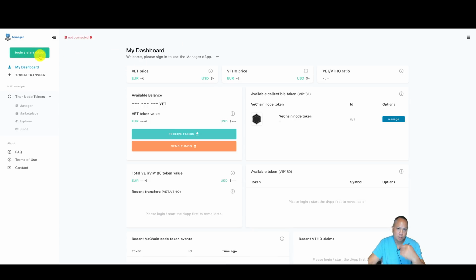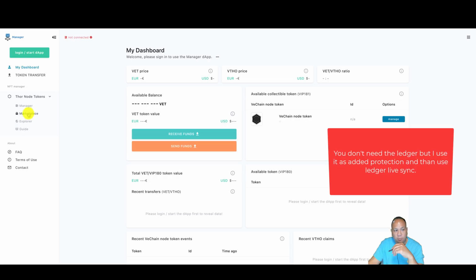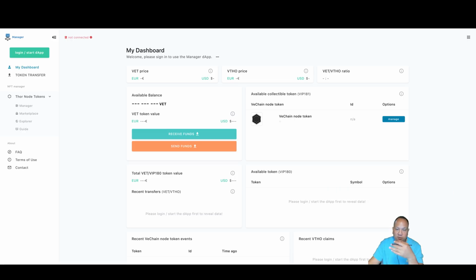Now you can log in using Sync. I have a video on that so you can look at it. And if you want to look at the marketplace, you can actually see the list of nodes or X nodes for sale. Okay, I'm going to go through how to upgrade or how to buy an X node. Again, I covered this in my last video, but I'll just make a quick explanation on it.